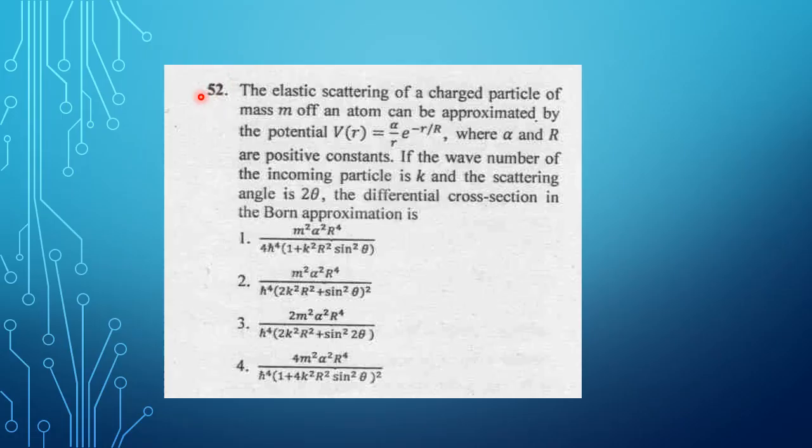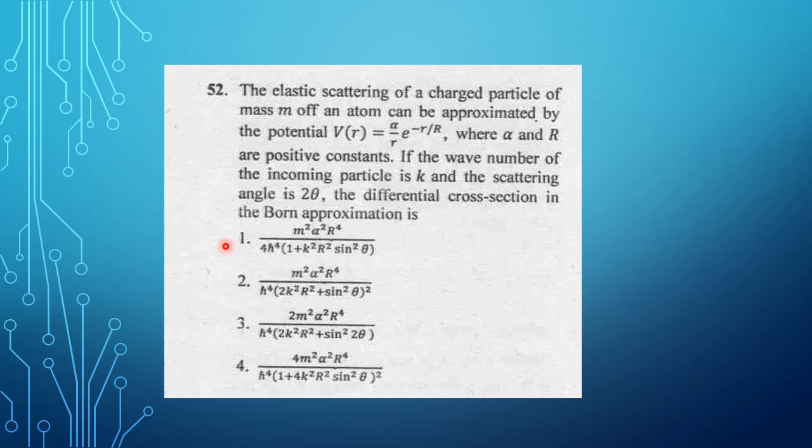Here we are going to see question number 52. The elastic scattering of a charged particle of mass m off an atom can be approximated by the potential V of r equal to alpha by r e to the power minus r by capital R, where alpha and R are positive constants. If the wave number of the incoming particle is k, then the scattering angle is 2 theta. What is the differential scattering cross section in the Born approximation? We are going to see that now.